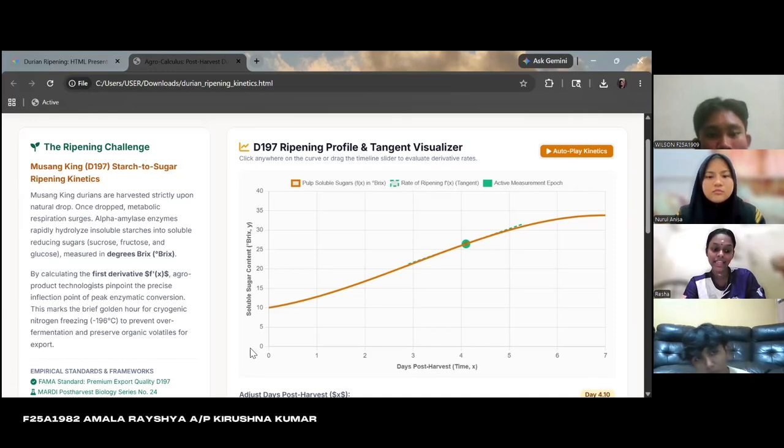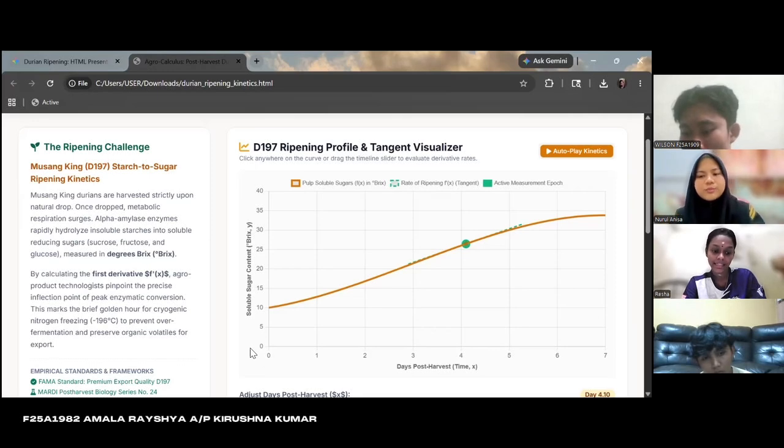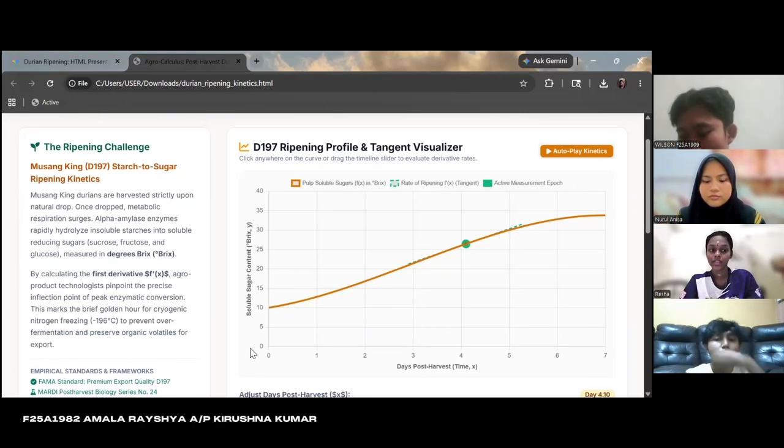Finally, if left too long, the durian enters senescence, with decay, and the shells split open. The shells split open over 5 to 6 days. At that time, the durian's sugar level is too high. So sometimes by day 7, the durian becomes waste.